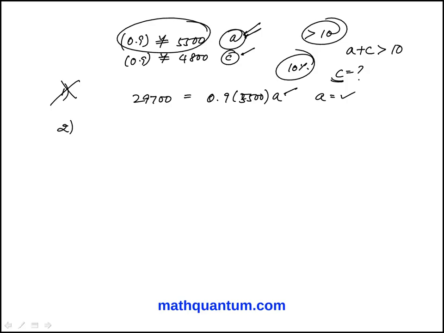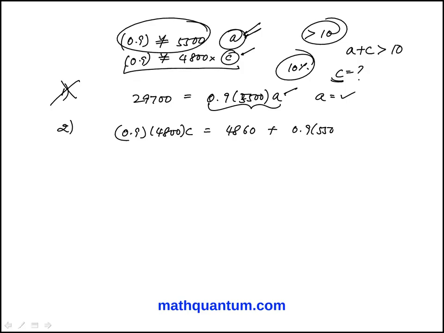Statement 2 says the total admission fees paid for the children in the group, which would be this product, 0.9 times 4,800 times C, is 4,860 plus this. And I need to just show that I will get multiple values for C because they are constrained to be integers. So first I need to clean this up, multiply by 10, which would require me to multiply each term by 10, so that gets rid of this decimal. I notice that this is divisible by 9. 8 plus 4 is 12 plus 6 is 18. So divide each term by 9.